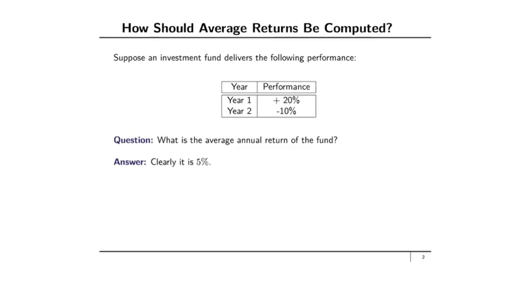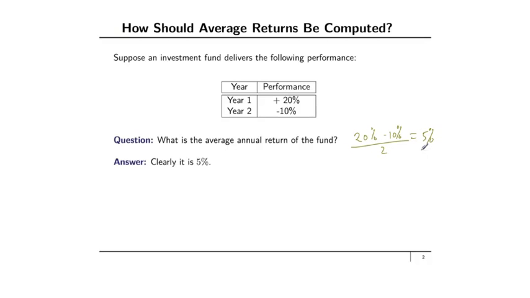Here's an example. Suppose an investment fund delivers the following performance. In year 1, they return 20%. In year 2, they return minus 10%. What is the average annual return of the fund? Well, it's going to be 20% minus 10% divided by 2, which is equal to 5%. So we can say the average annual return is 5% here.